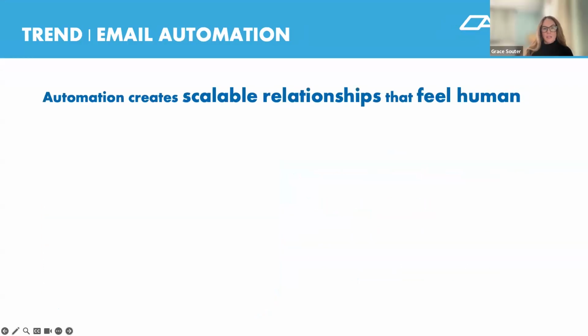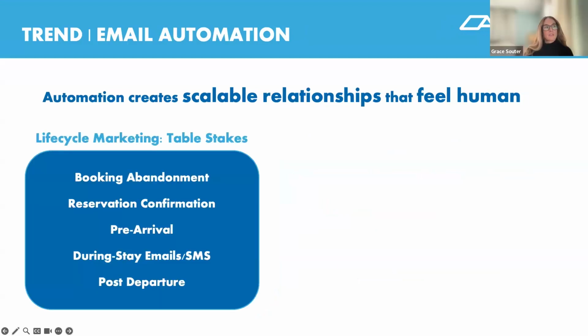That actually leads us right into the next slide about automation. Look at you. So yeah, I said automation creates scalable relationships that feel human, which is what we all want here. Just like segmentation is becoming industry standard, so is automation. You might also hear this referred to as lifecycle marketing. This is when you build out automated campaigns to follow your guest's booking journey and keep them engaged with your brand and your website throughout the year, ideally.